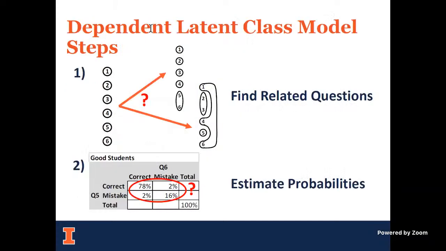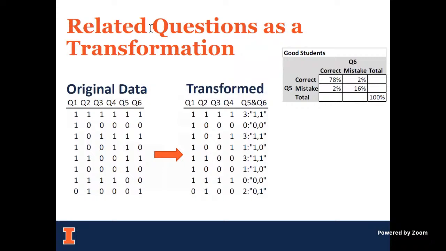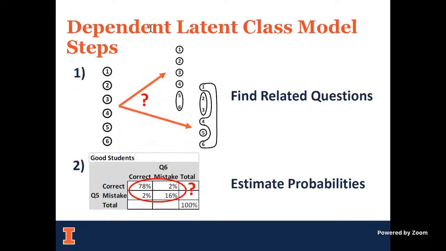This sort of transformation is something you could do manually. You could say, okay, questions 5 and 6 are related, let me merge these into the same column and deal with it that way. But what this dependent latent class model does is it stochastically searches for what that correct grouping is. And for those groupings, it goes through and estimates those corresponding probabilities.